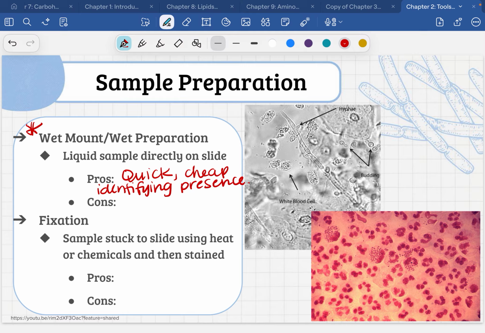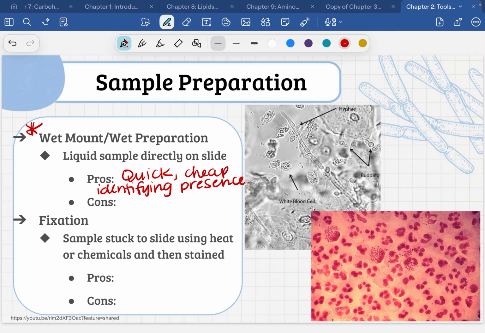So what I mean by that is it's a really good way to check to see if something is there. It is not going to be useful, and I'll write this down in a minute, for distinguishing details, okay? But it is very useful if you have a sample of somebody's cerebral spinal fluid, which is the fluid around their brain. That is not supposed to have anything in it. Cerebral spinal fluid is supposed to be cleaner than water. It's supposed to look like pure water underneath a microscope. There's nothing supposed to be in it.